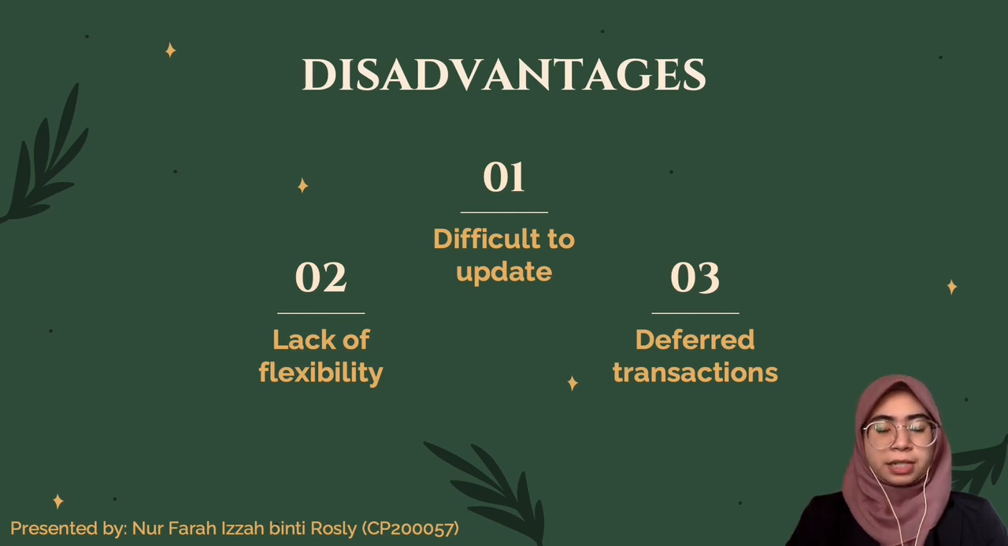Third is deferred transaction. When the chain network is congested, it can cause transactions to be interrupted, resulting in transaction costs that eventually exceed the costs incurred in traditional contracts.